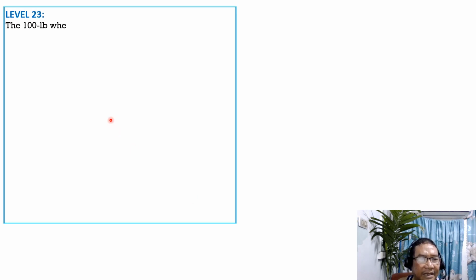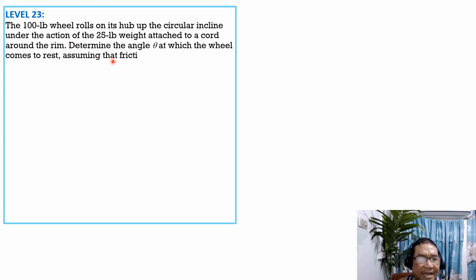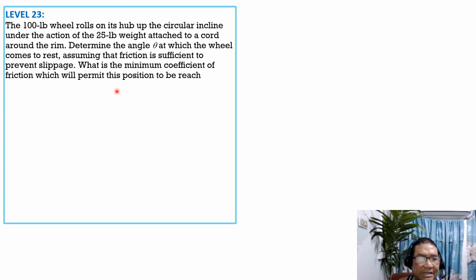Problem 23. The 100-pound wheel rolls on its hub up the circular incline under the action of the 25-pound weight attached to a cord around the rim. Determine the angle theta at which the wheel comes to rest, assuming that friction is sufficient to prevent slippage. What is the minimum coefficient of friction which will permit this position to be reached with no slipping?